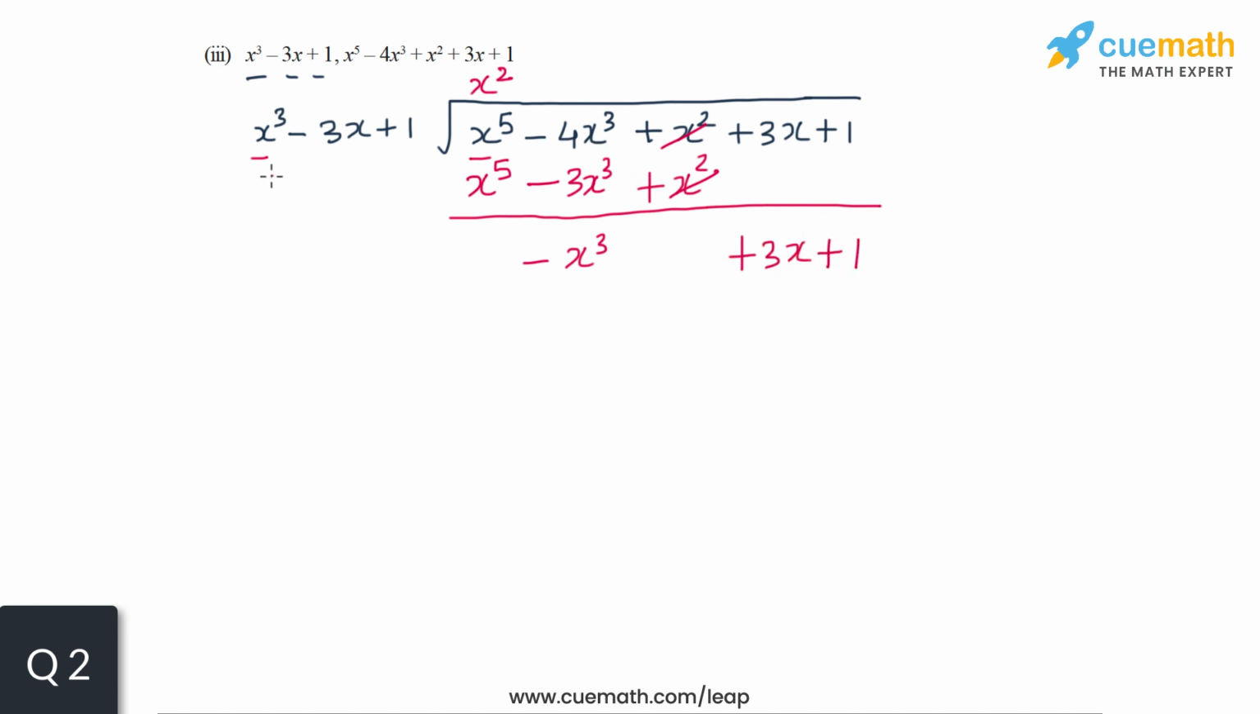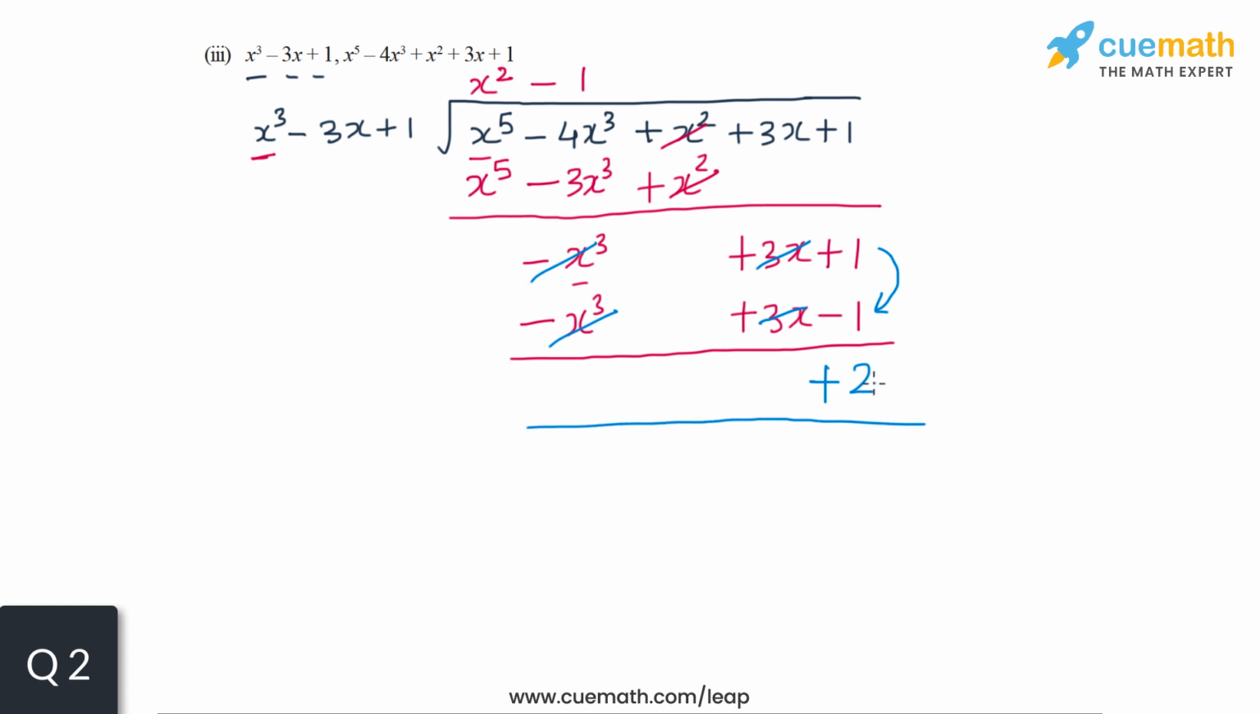Now the next multiplier we need is to turn x cube into minus x cube, and that multiplier is minus 1. And with this multiplier we get the terms minus x cube plus 3x minus 1. And now when we subtract, the cubic terms cancel out, the linear terms cancel out, but we have 1 minus minus 1, which is plus 2. So the division process terminates at this stage, because now the remaining part is only a constant term, and this is our remainder.